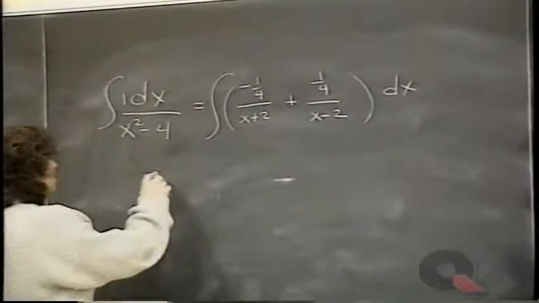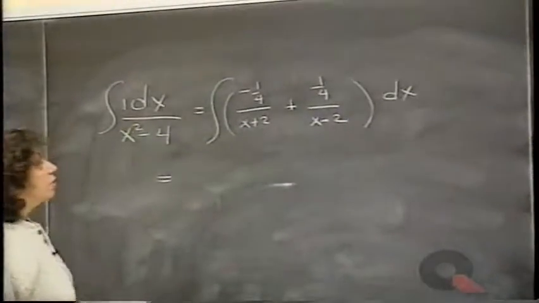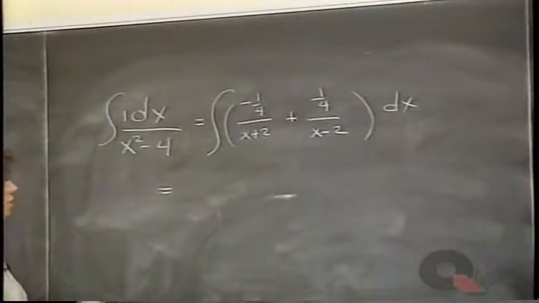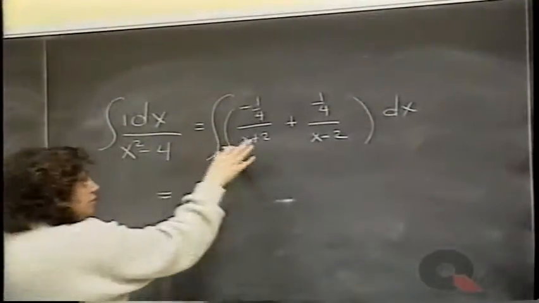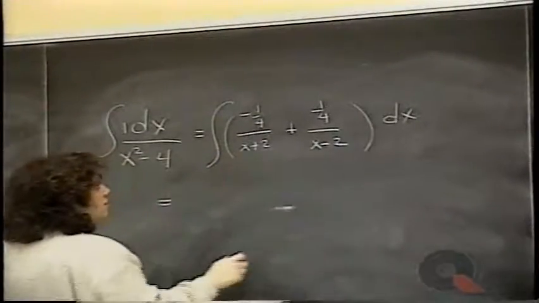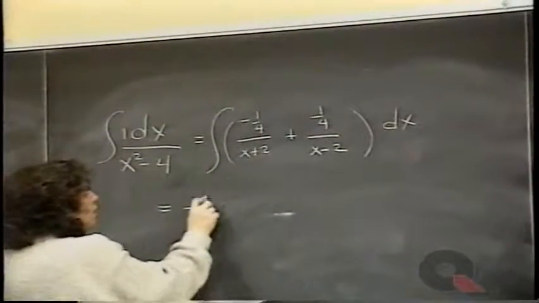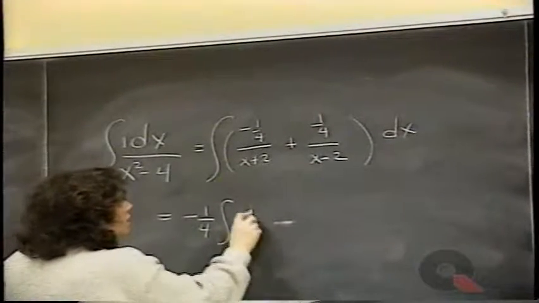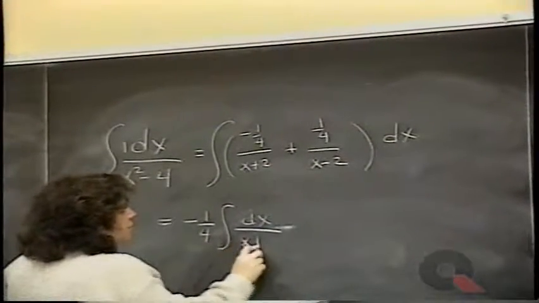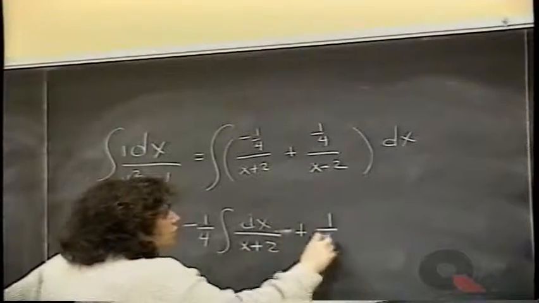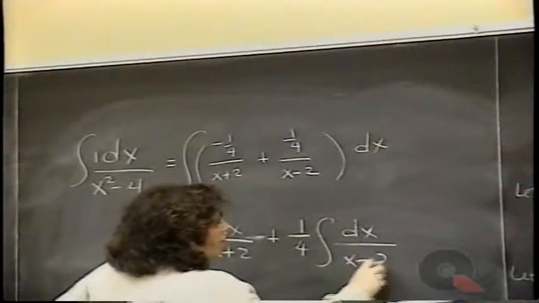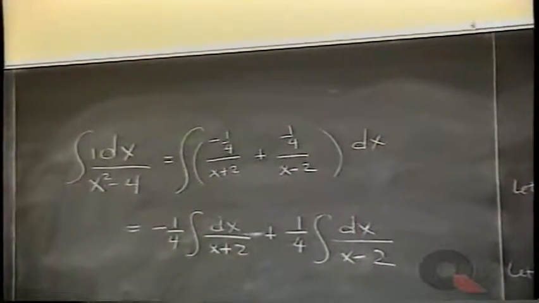Now, the simplest thing to do here is to break it up. And remember, constants can always be pulled out in front of the integral sign. So it's going to be the integral of this plus the integral of that. And these constants I'm going to pull out in front. So I'm going to make it minus 1/4, the integral of 1 dx over x plus 2, plus 1/4, the integral of 1 dx over x minus 2.